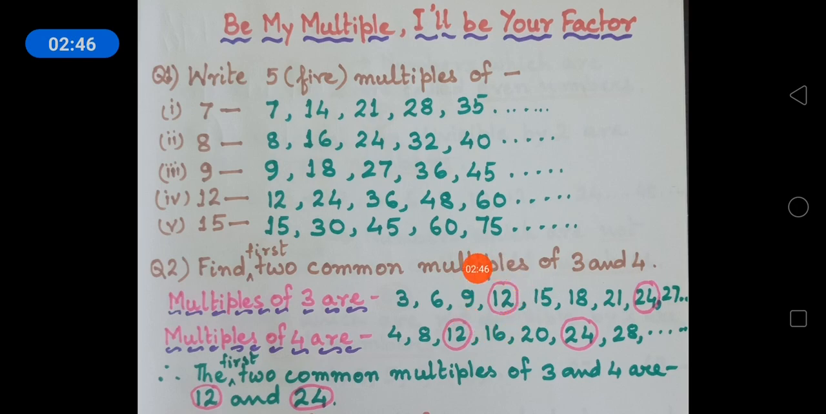pink color circle on the common multiples, like 12 is common in both the numbers, that is multiple of 3 and multiple of 4, and 24 also. It is common. Multiple of 3 is also 24. Multiple of 4 is also 24. So the first two common multiples of 3 and 4 are 12 and 24.